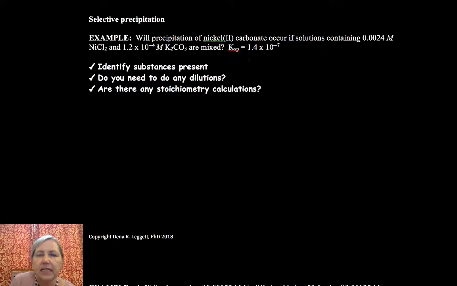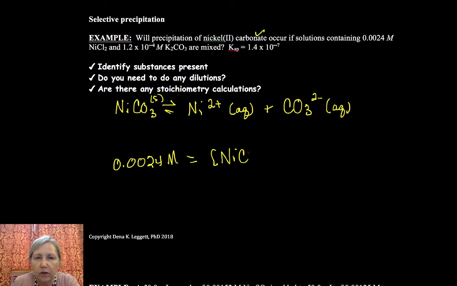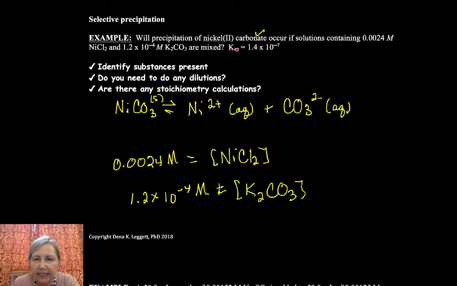Identify our substances. The question is talking about the precipitation of nickel carbonate, and gives us a KSP for nickel carbonate. I think it would be really helpful to write that equilibrium for nickel carbonate. Okay, so I've identified that as a slightly soluble salt. Now, I have nickel chloride, 0.0024 molar, equal to my concentration of nickel chloride. And then I've got 1.2 times 10 to the minus fourth molar potassium carbonate, equal to my concentration of potassium carbonate.